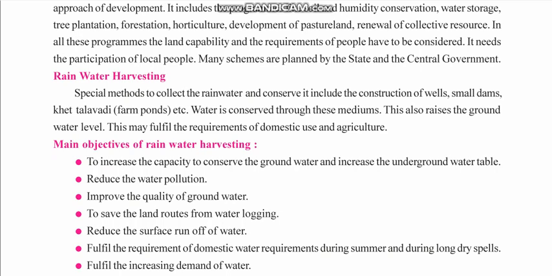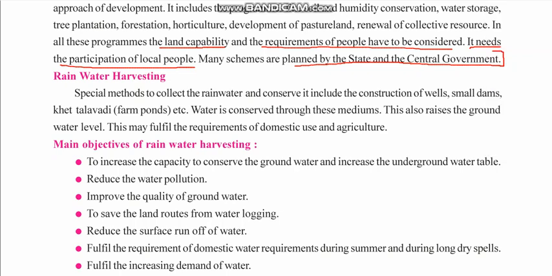In all these programs, the land capability and the requirement of people have to be considered. The soil is not the same in every place, and that's why this particular approach can be different at different places. The requirement of the people is also to be considered. It needs the participation of the local people. Many schemes are planned by the state and the central government for such kind of programs. Okay, so you understood what is watershed development.